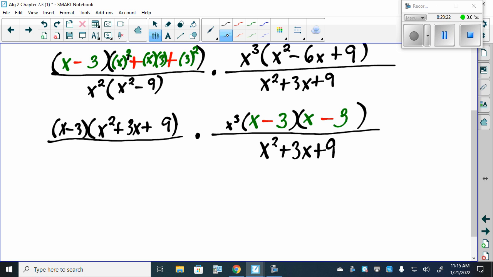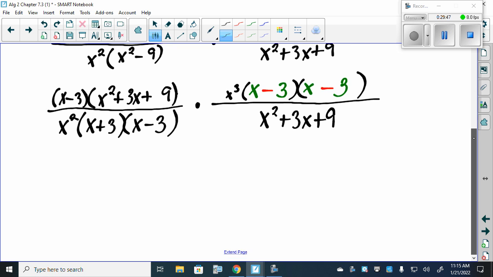Lastly, we need to factor the x squared minus 9. Well, we do know what it factors to, which would be x plus 3 and x minus 3, because it is the difference of perfect squares, which would factor down like this here. Any questions on this here before we multiply it together?